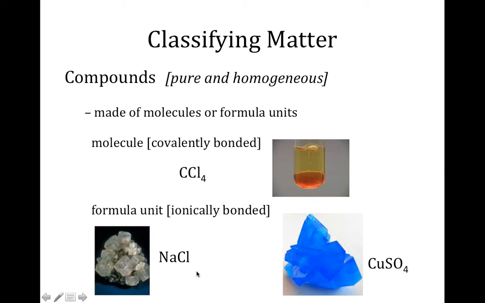They all have a set formula. There's a precise way for the number of atoms of each element to combine. Every time we have 1 carbon atom, we have 4 atoms of chlorine. Every time we have 1 atom of copper, we have 1 atom of sulfur and 4 atoms of oxygen.